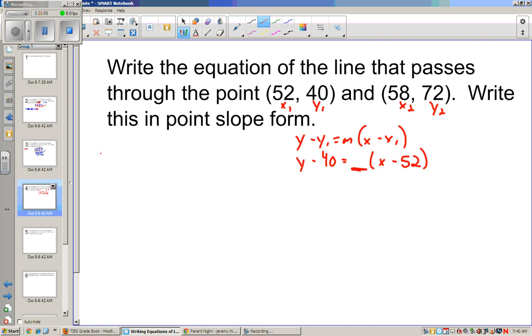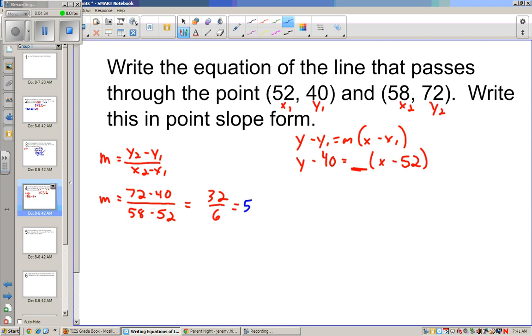So let's find the equation for m. y2 minus y1 over x2 minus x1. So y2 is 72 minus y1 over x2 minus x1. So here we have 32 over 6. Now we can simplify this. If we put it in decimal form, 32 over 6 is 5.3 repeating.